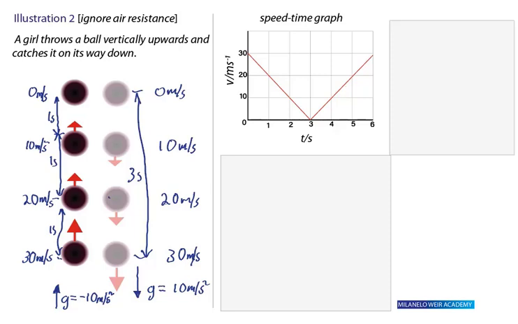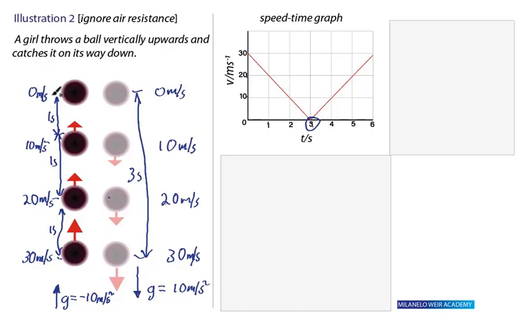Well guys, here is our speed-time graph. So what does it tell us? It tells us that from time equal to 0, at the beginning, the object had a speed of 30. Then after 1 second, it was at 20. After 2 seconds, it was at 10. After 3 seconds, it was at 0. So this point is the maximum height reached by the ball.